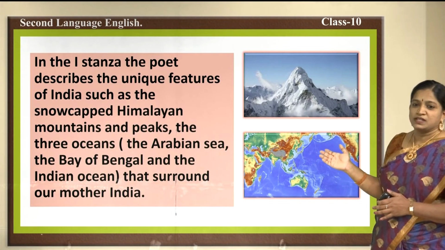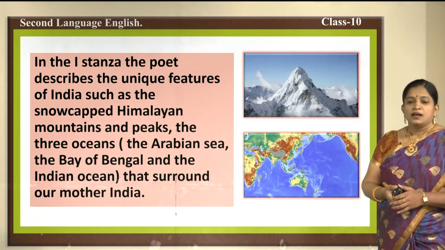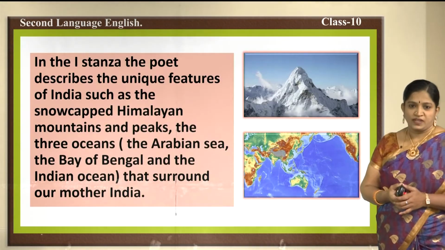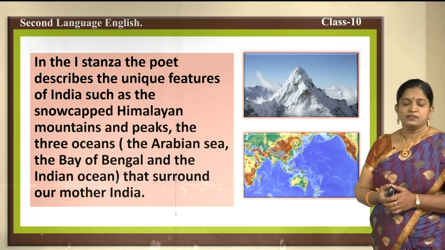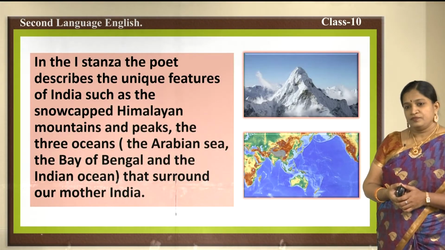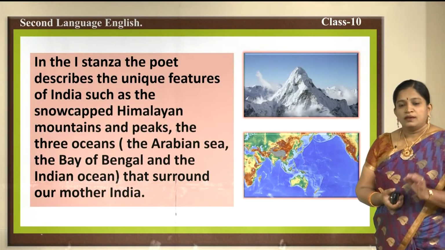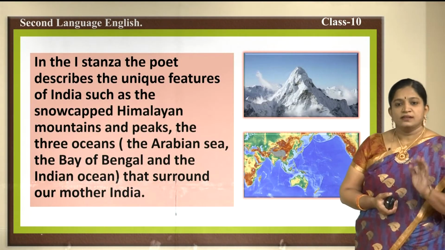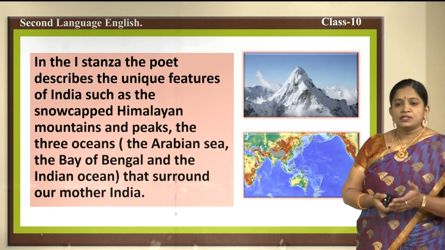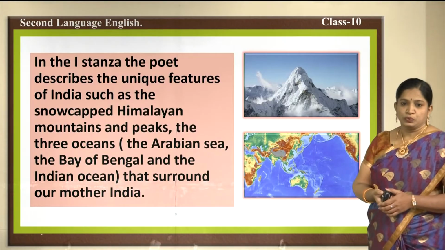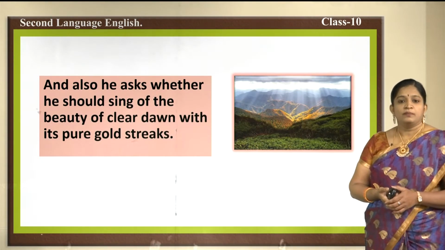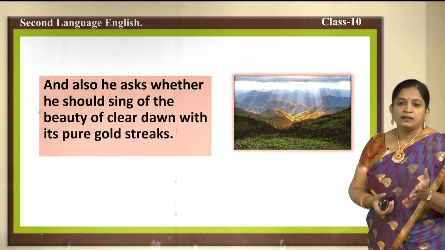Look at the second picture, children. Here our country India is surrounded by the three oceans in the south. Which are these oceans? The Arabian Sea, the Bay of Bengal and the Indian Ocean. These two are the major unique physical features of India, and the poet wants to describe the beauty of these two. And not only these two, again the poet wants to describe the beauty of clear dawn.